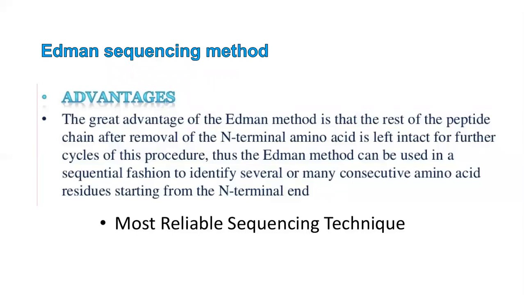One is that the rest of the peptide chain after removal of the N-terminal amino acid is left intact. Unlike Sanger's method, where the whole thing is degraded, here only one amino acid is removed, cleaved at a time. So that means the rest of the polypeptide is still intact, which can further be taken up into the cycle to complete the sequencing in a very sequential manner. So that is the most advantageous feature of the Edman sequencing reaction. So it is still considered to be one of the most reliable sequencing techniques.